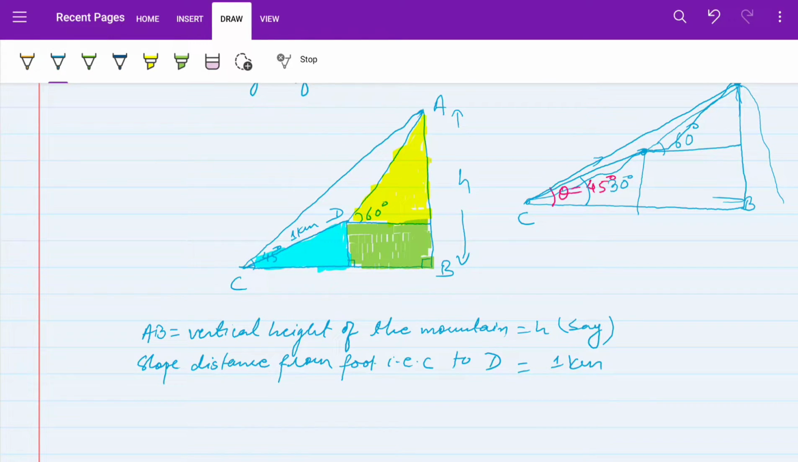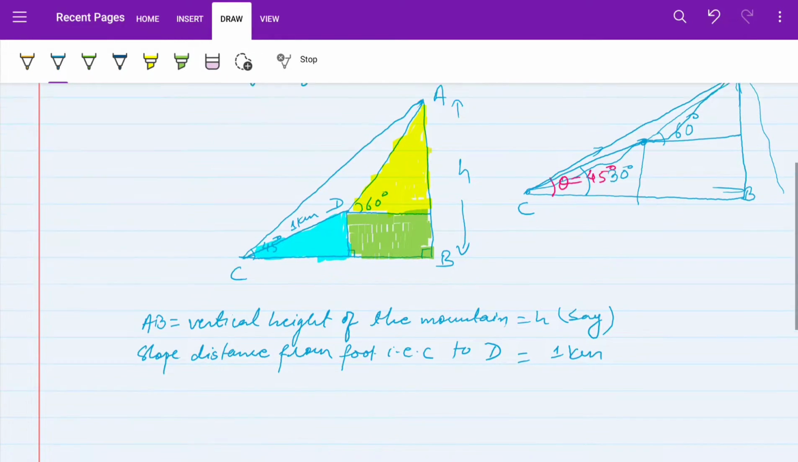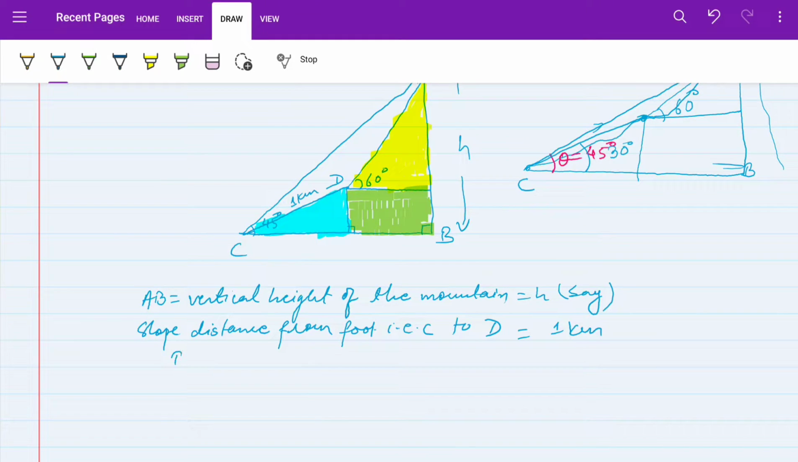So now we'll try to solve this problem. We need to find the height AB of the mountain, and here's another right angle triangle ABC. This big triangle is also a right angle triangle. So let's see in that triangle first.